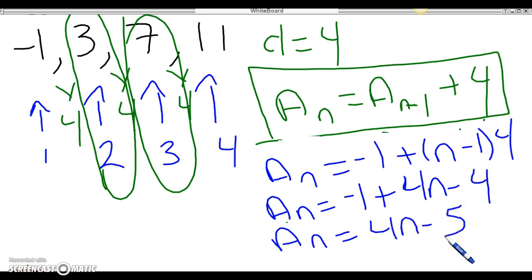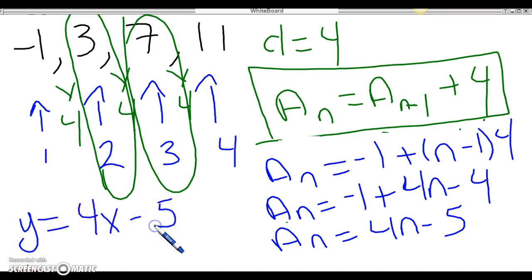I want it to be in slope-intercept form, so I'm going to change my a sub n to y, my n to x, and I have y equals 4x minus 5. And once again, my common difference and my slope are the same. So that's how my recursive formula relates to my slope-intercept form. I hope this helps.